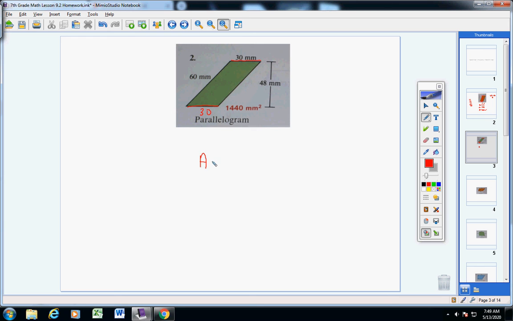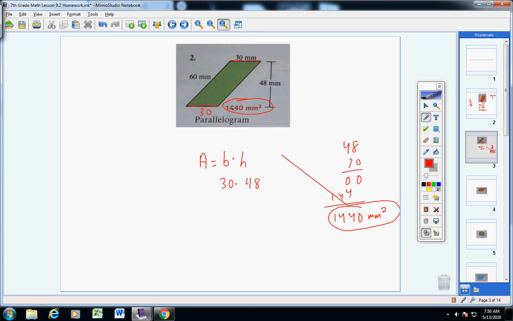So area of a parallelogram is base times height. My base is 30. My height is 48. So 48 times 30, 0, 0, 140, and you get 1,440 millimeters squared. Okay? All right.